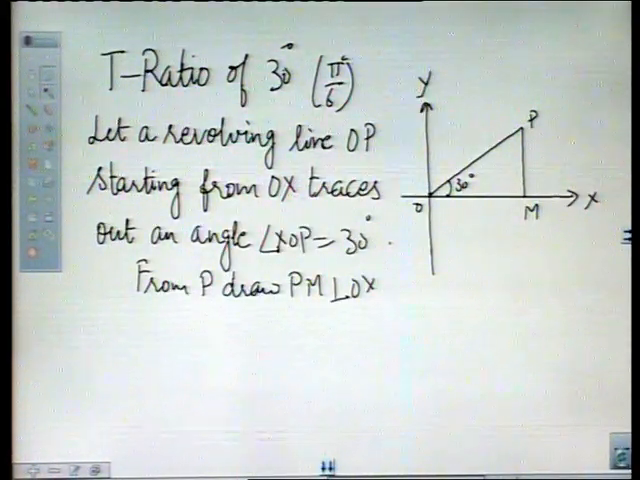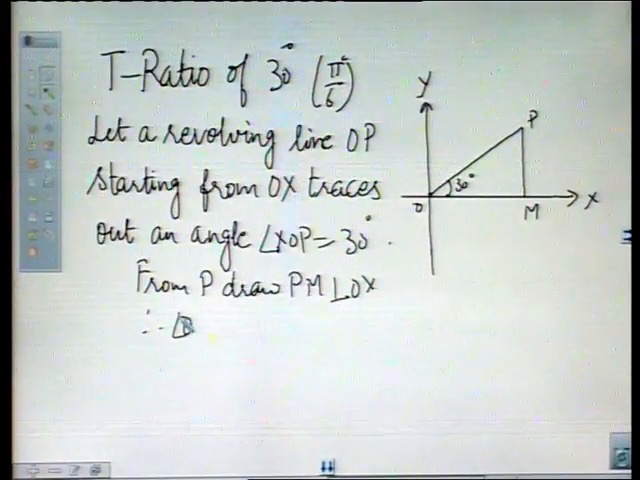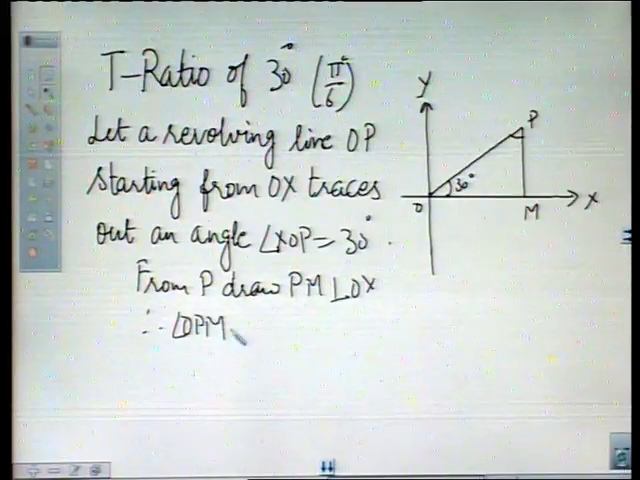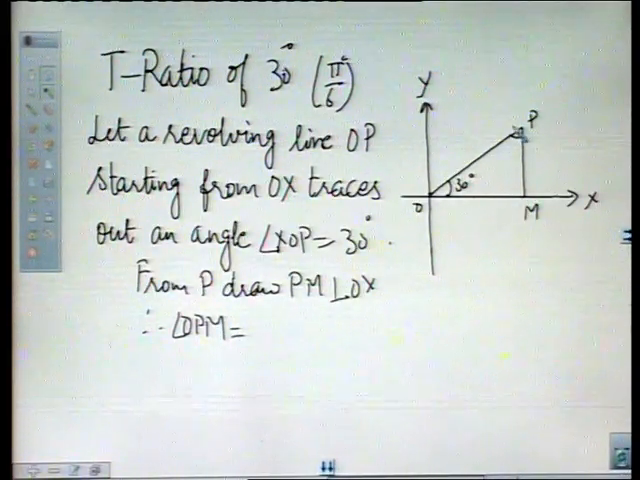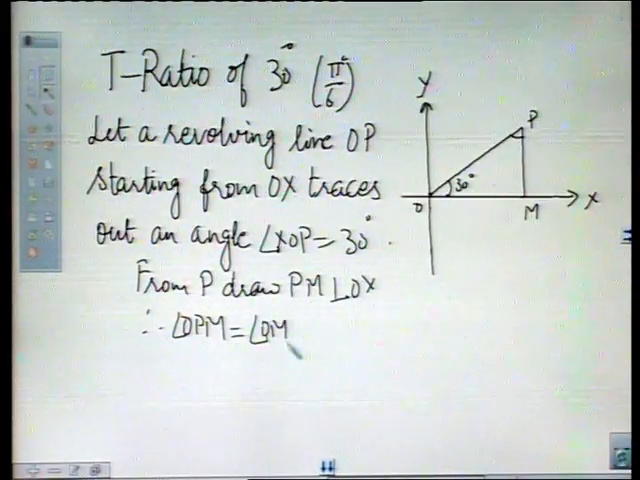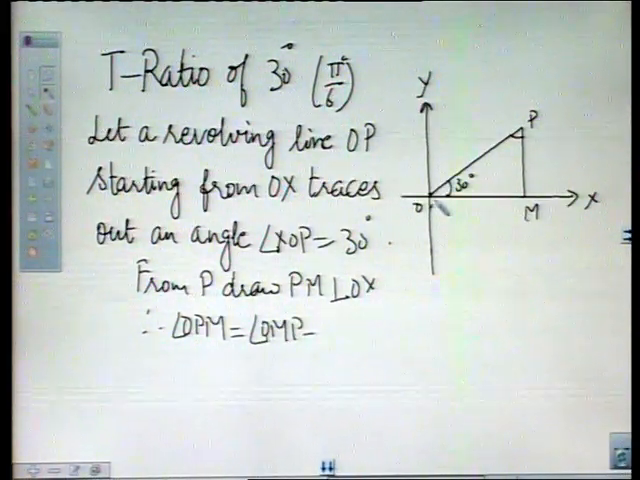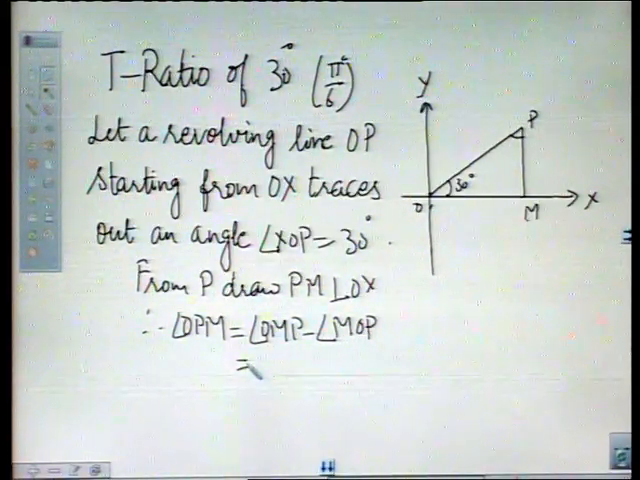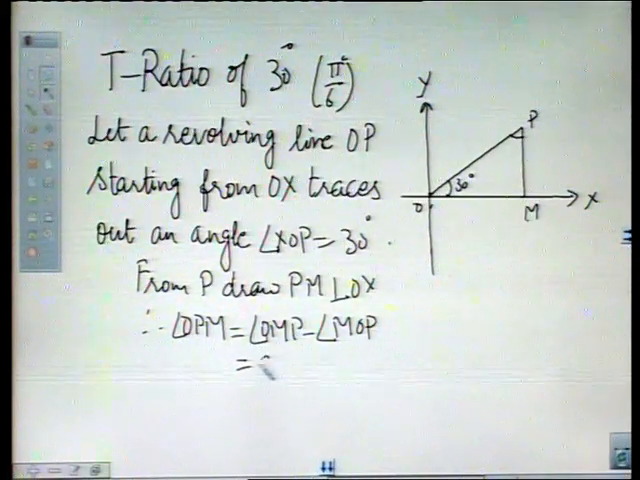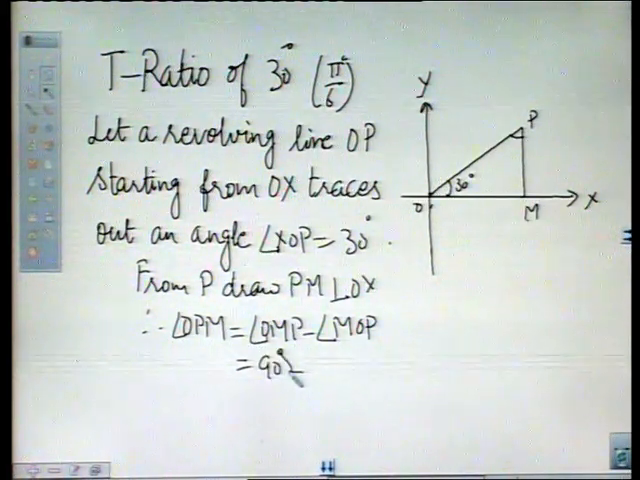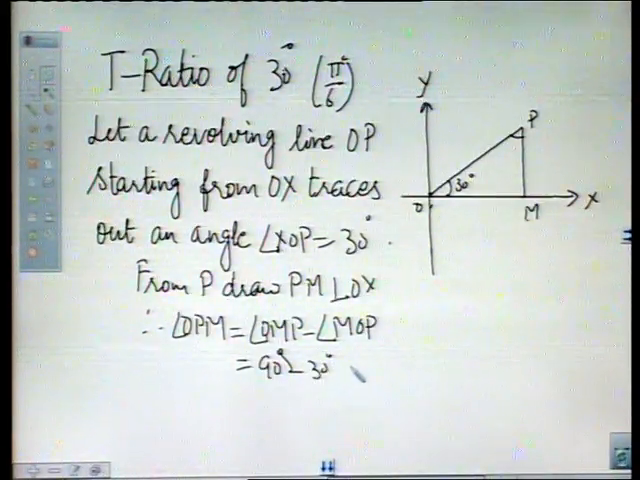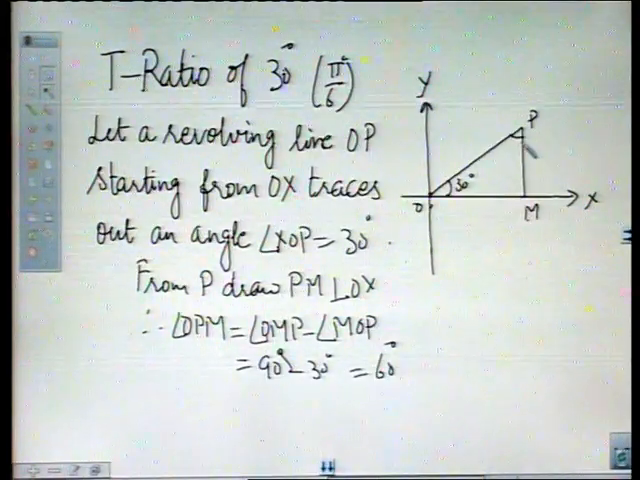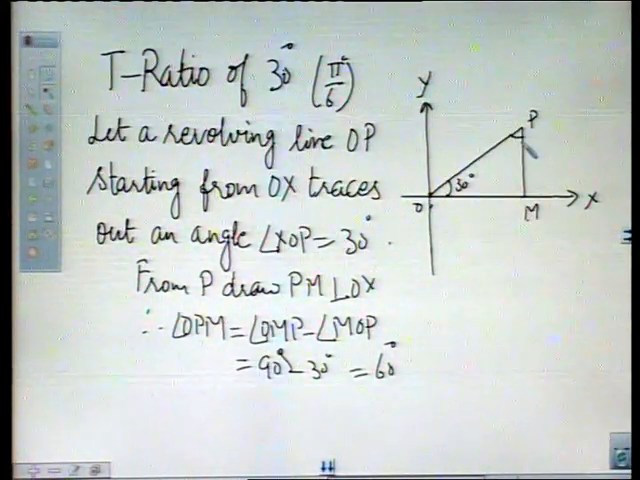Now, angle OPM, we want to calculate this value. Angle OPM is equal to 90 degrees minus angle MOP. We know the value of angle OMP, this is a right angle triangle, that is 90 degrees. The value of angle MOP is 30 degrees, and so angle OPM comes out to be 60 degrees.